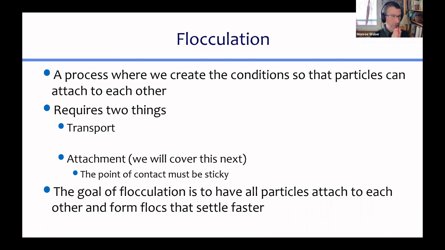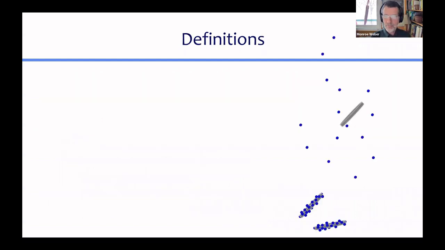The goal of flocculation is to have all the particles attached to each other and form flocks that settle faster. So the goal is to not have any primary or original particles that have not yet attached to anything. Everything should have attached to something else. So our goal is to reduce as much as we can the concentration of particles that have not aggregated.